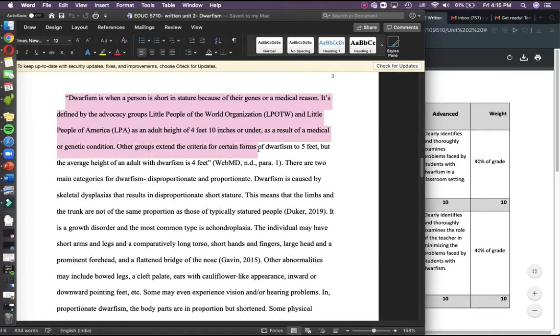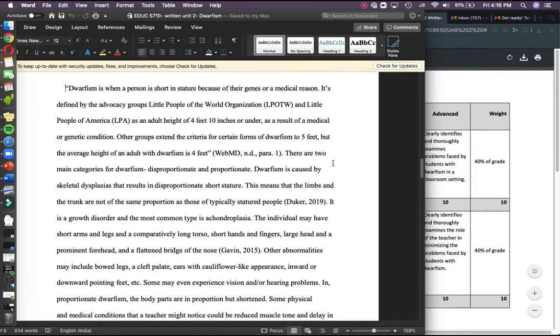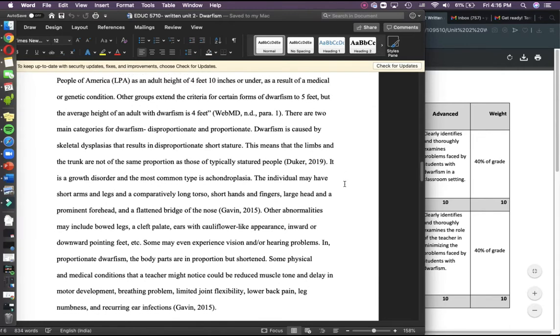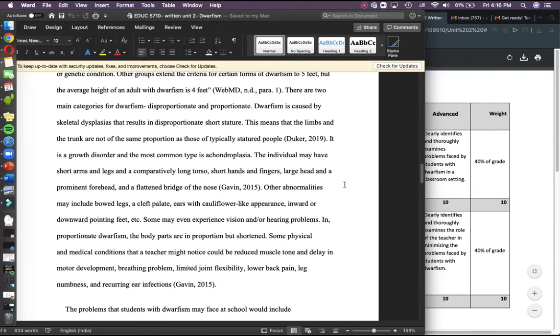The first thing that I notice here is that the student starts with a quote, and you're supposed to integrate the quote. Another thing is that the in-text citation is wrong. Because this is a direct quote, all you need is the name of the author at the beginning and then the page or section number at the end. The way that they did their in-text citation was more for a paraphrase.